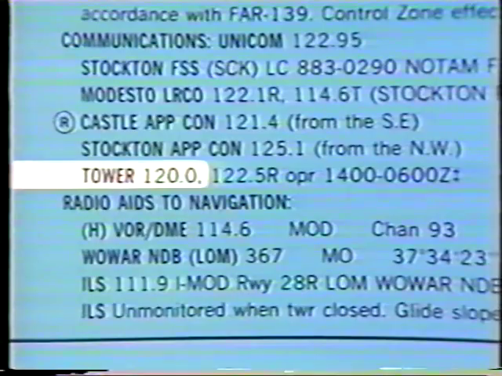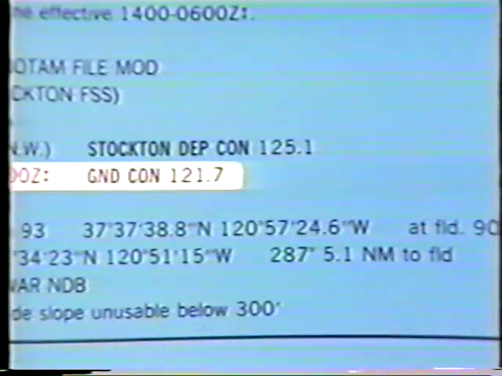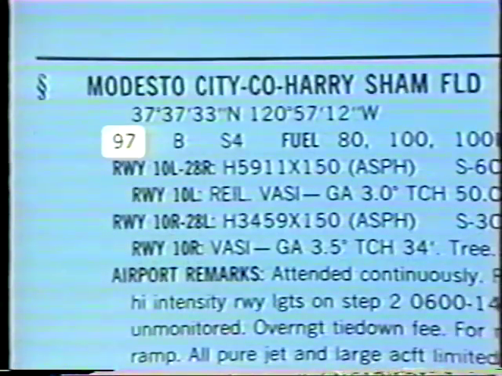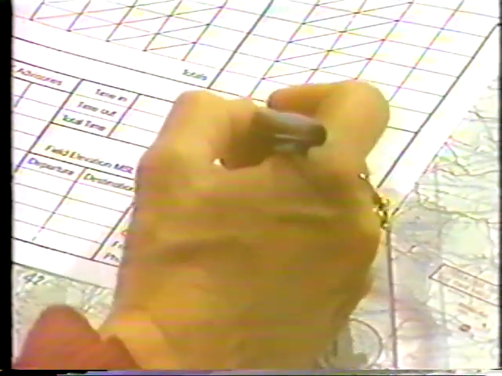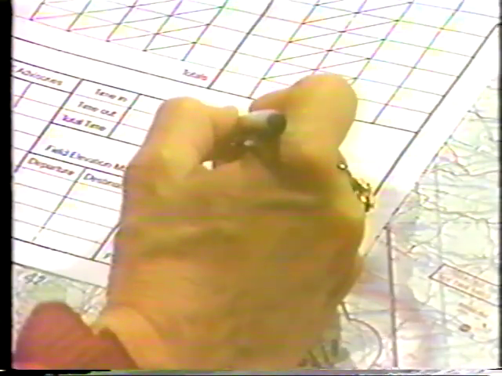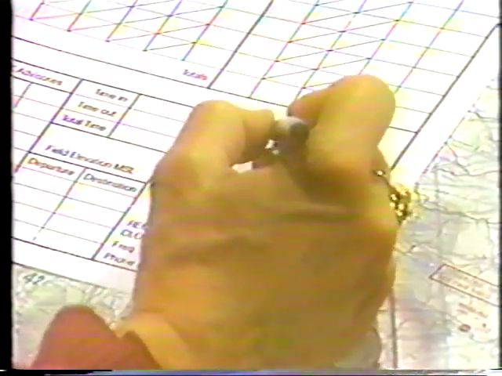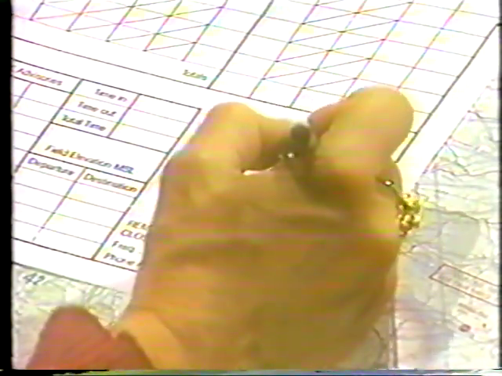Next, repeat the same procedure for the Modesto Airport. No ATIS here. Control Tower 120.0, Ground Control 121.7. Traffic pattern altitude is 900 feet MSL, and elevation 97 feet. Under the Remarks section, enter the frequency to contact Oakland Radio, 122.5, to activate the flight plan.